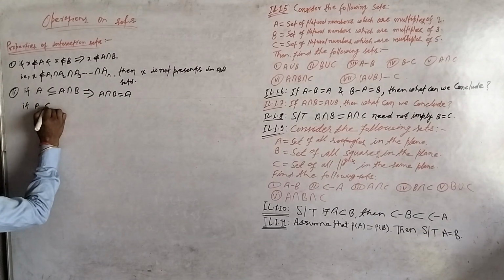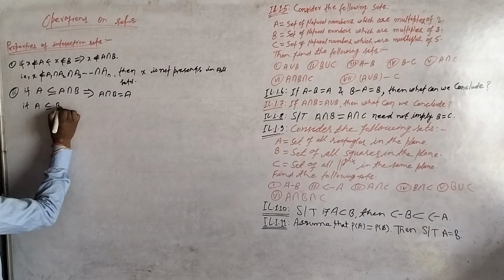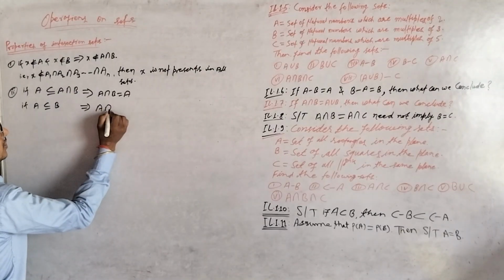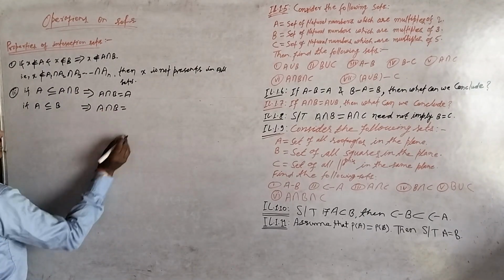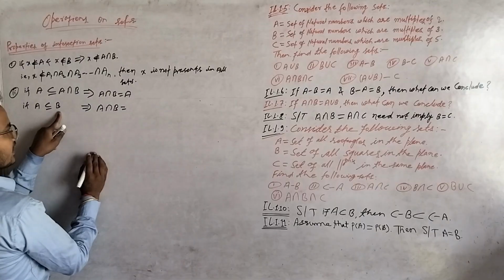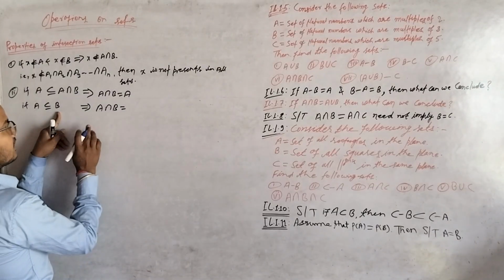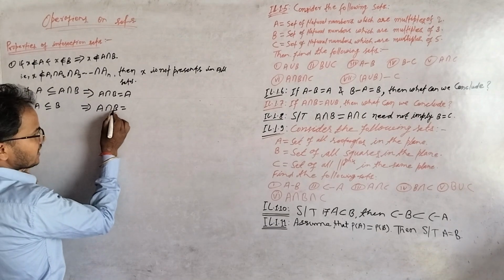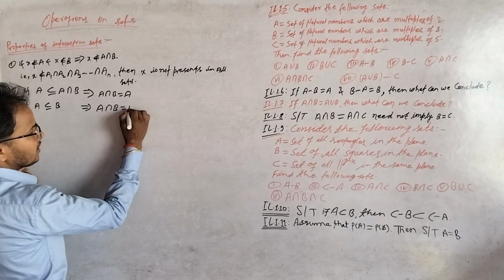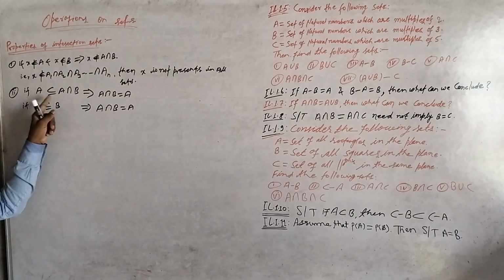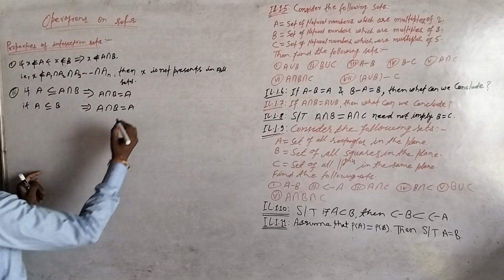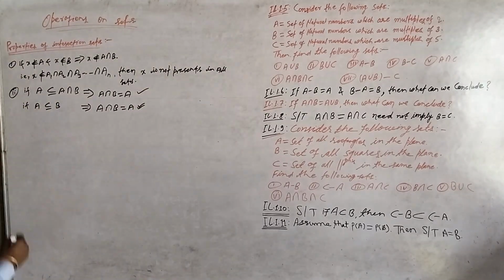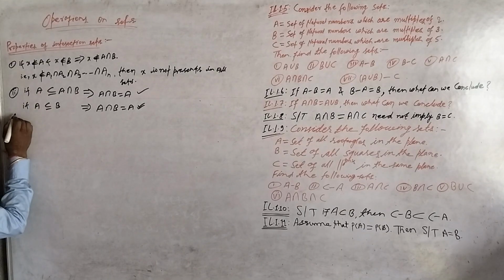In the book, the given property is: A is a subset of B, then the intersection of A and B is A, because A is wholly contained in set B. That means A is wholly contained in B, so the common part is only the elements of A. Okay, this is also a property, and this is given in our book. This is also true.